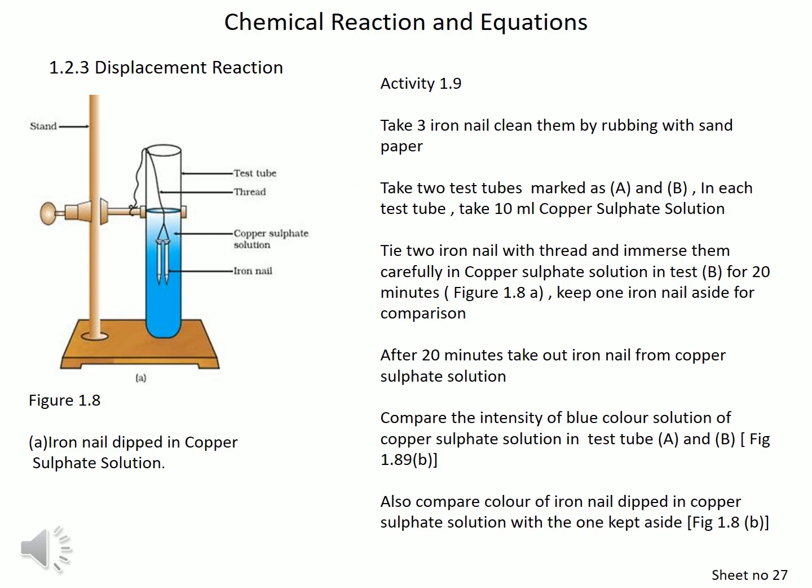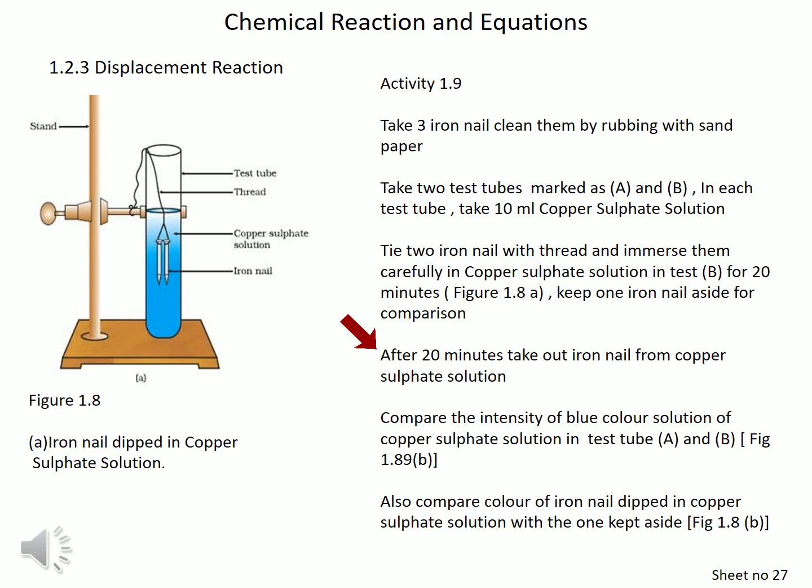Now tie two iron nails with thread and immerse them carefully in the copper sulfate solution in test tube B for 20 minutes. Keep one iron nail aside for comparison. Now what we are doing: we are immersing these two nails in this solution, and one nail we have kept outside for comparison purposes.